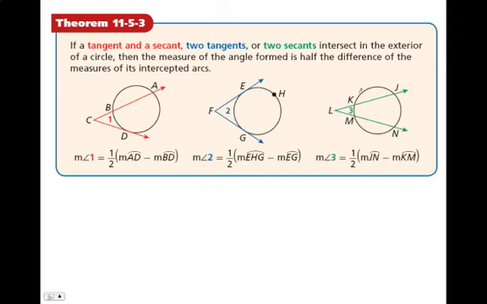Another theorem that we have is that if you have a tangent and a secant, two tangents, or two secants that intersect in the exterior of the circle, then the measure of the angle formed is half the difference of the measures of its intercepted arcs. Since the angle is outside of the circle, we subtract the big arc minus the small arc, and divide by 2 in order to find the angle. These may be on your note card as well. Let's look at an example.